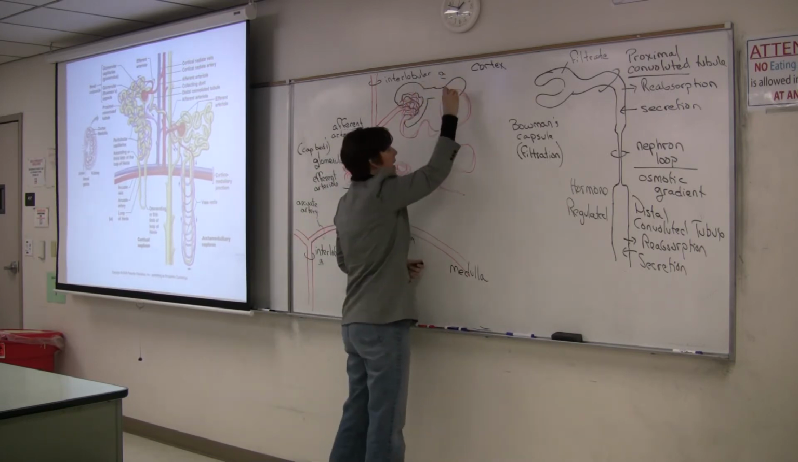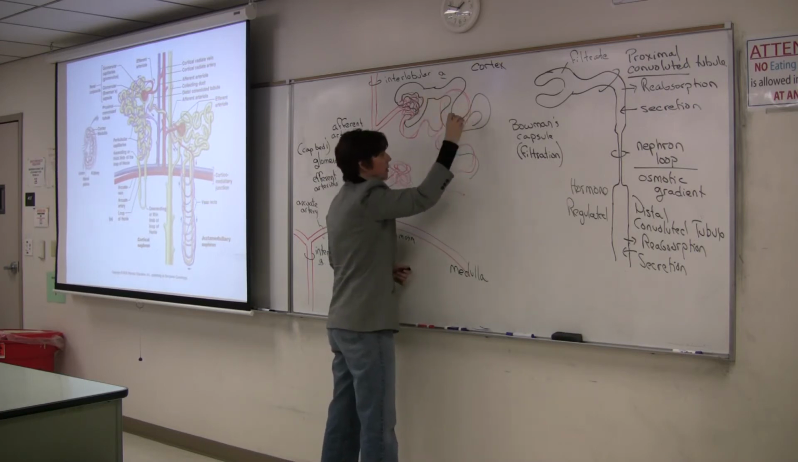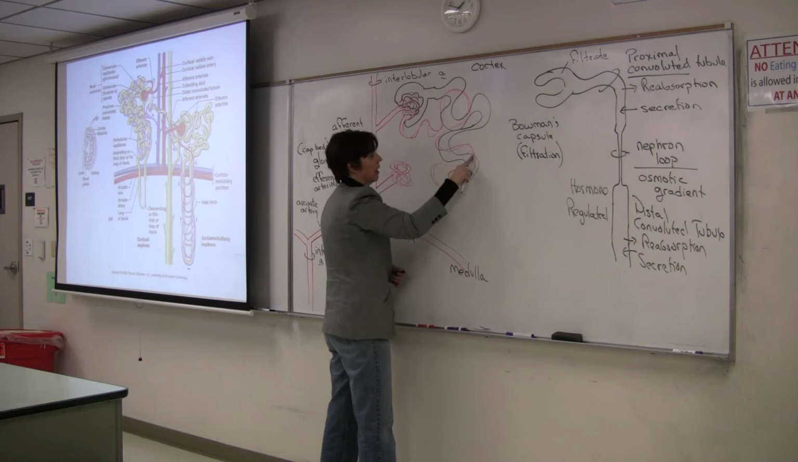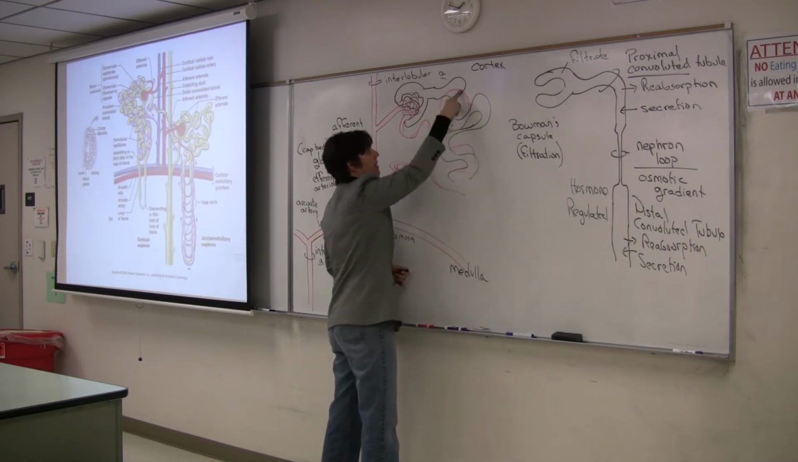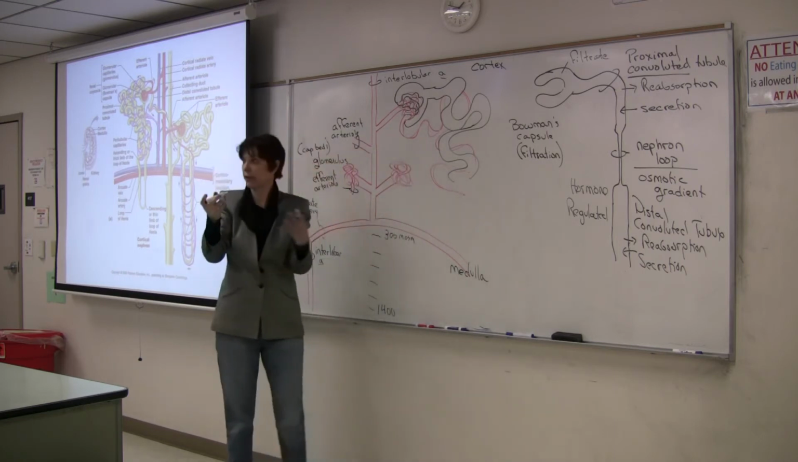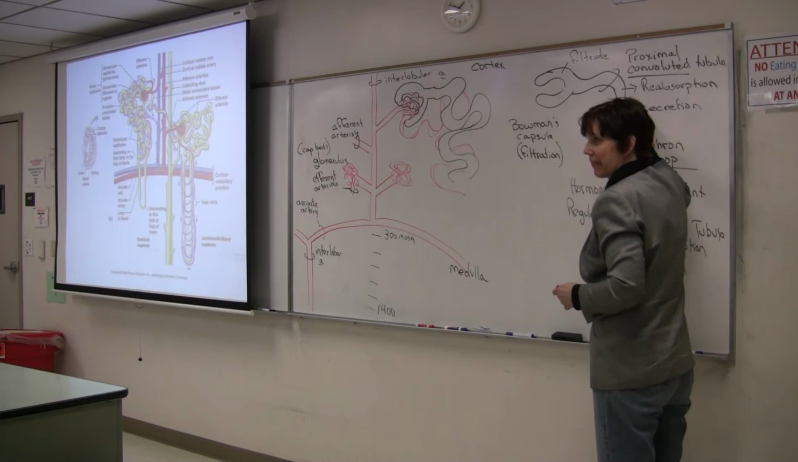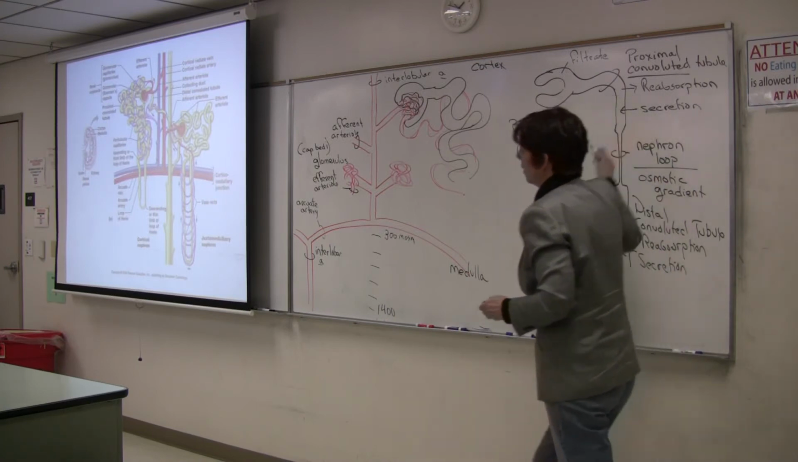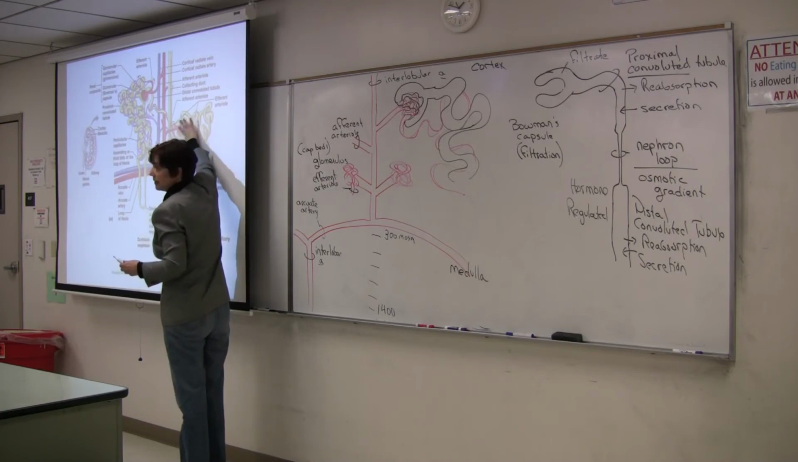So it's highly branched, and that just provides a greater amount of surface area for all of this to occur. Okay. So that proximal convoluted tubule is all of this.